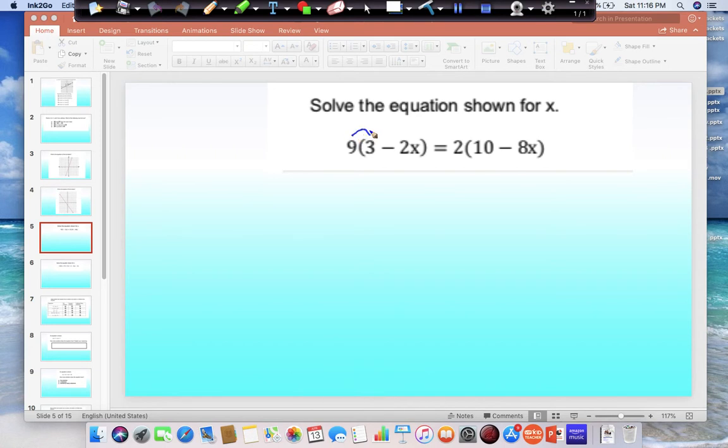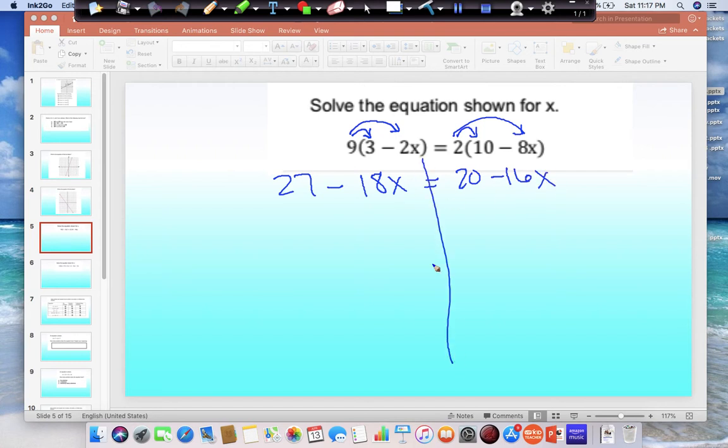Okay, here I'm going to use the distributive property to distribute the numbers on the outside of the parentheses to the numbers inside the parentheses. 9 times 3 gives me 27, and 9 times -2x gives me -18x. 2 times 10 gives me 20, and 2 times -8 gives me -16x. Remember, we want our variables on one side and our numbers on the other side.